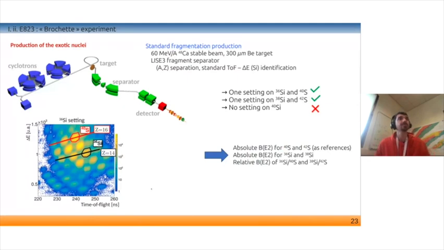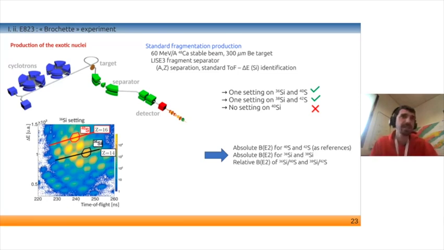So we use the Ganil facility cyclotron in order to create a primary beam of calcium-48 at 60 MeV per nucleon. And we use the LISE target in order to make some fragments of this primary beam and make a secondary, exotic or cocktail beam.